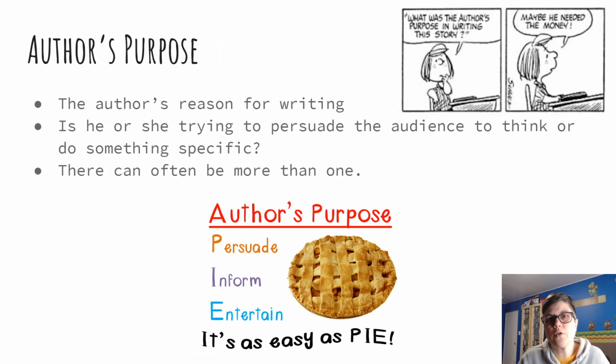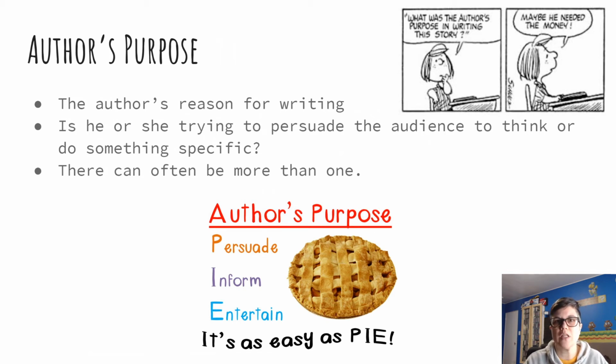Next, we take into consideration the author's purpose. Now, from elementary school on, you've been told that the author's purpose is to persuade, to inform, to entertain, and that is true, but you have to take a step up on the sophistication scale. So if they're trying to persuade, what are they trying to persuade the audience to do? If they're trying to inform, what are they informing the audience about? If they're entertaining them, why are they entertaining them? What methods do they use to entertain them?